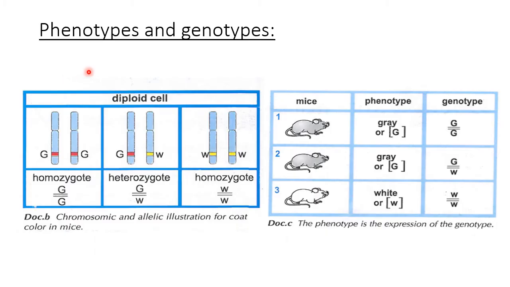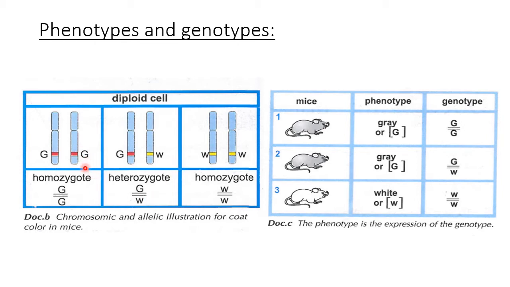Now we are going to talk about phenotypes and genotypes. A phenotype is the expression of genotype, and a genotype is the set of genes or alleles carried by the organism. Here I have a diploid cell. It means a cell having 46 chromosomes or 2n. I have here the gene which carries the alleles G or W.